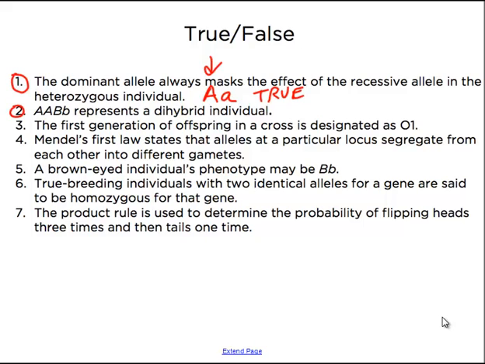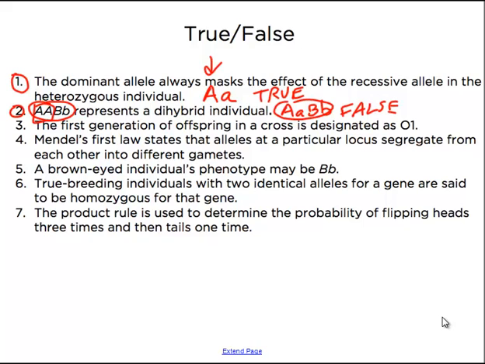Number 2, big A, big B, little b represents a dihybrid individual. Sometimes you'll see different terminologies. We've talked about dihybrid crosses, but a dihybrid individual basically means one that I've been referring to as a double heterozygote. Okay? Since this is big A, big B, it's pure breeding at the A locus, right? So a dihybrid individual would be this. Since that's not what we see, that one is false. This one is just a matter of knowing.